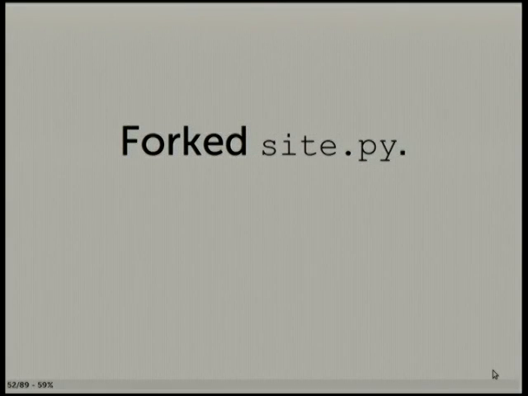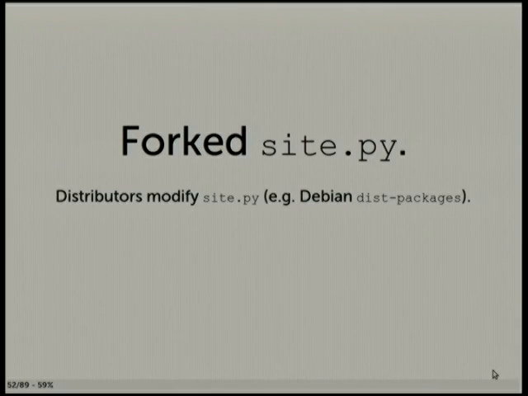Another problem with virtualenv is it has this forked site.py business, which is kind of ugly. site.py gets modified. Distributors modify it. Debian and Ubuntu have this dist-packages thing. That's implemented in site.py. There was a period of time when they first did that when you couldn't actually use virtualenv on Debian or Ubuntu properly because virtualenv's hacked copy of site.py hadn't caught up with the changes that Debian made. Also, new Python versions modify site.py, and then virtualenv has to catch up with that or it won't work.